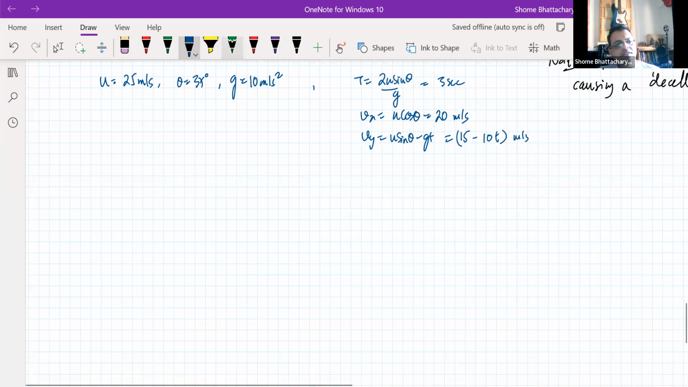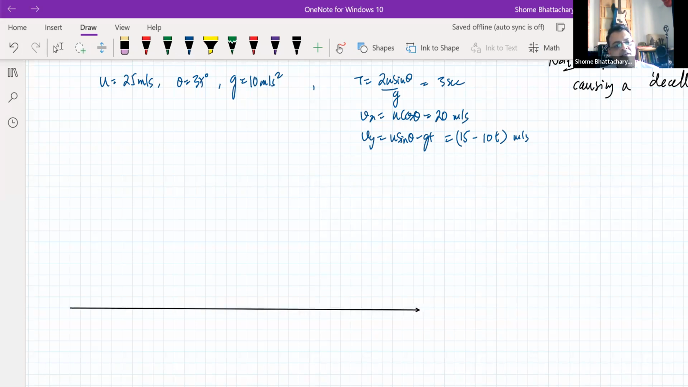So you'll also realize that as far as the overall projectile motion is concerned, it will reach the highest point exactly at half the time of flight, that is 1.5 seconds. And at the instant when it reaches that highest point, the velocity will be purely horizontal. The vertical component will be 0. Right? So that is an important property of projectile motion.